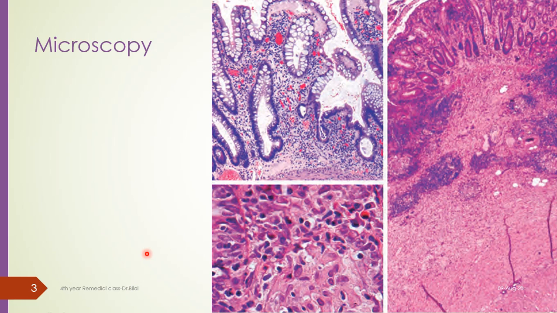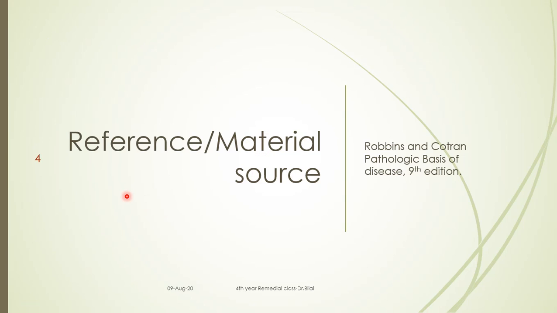So, crypt architectural distortion, transmural inflammation, and non-caseating granulomas are very important features. Particularly the non-caseating granuloma and the transmural inflammation distinguish it from ulcerative colitis. Crypt architectural distortion we saw can be seen in both cases. Both are chronic diseases. So these are the most important features. Please let me know if you have any questions.